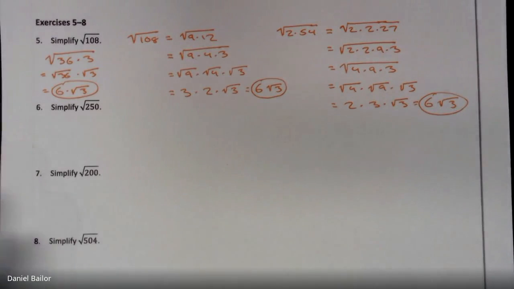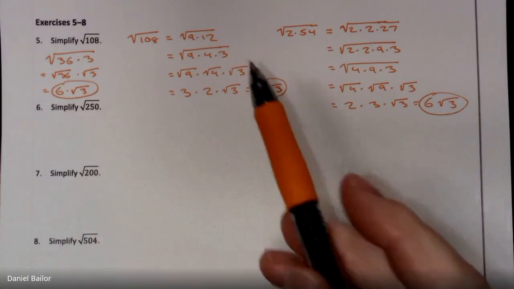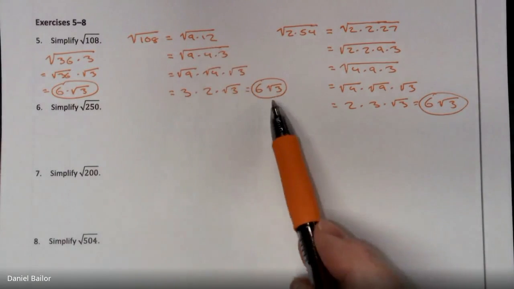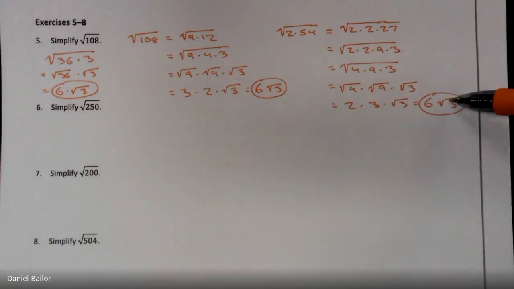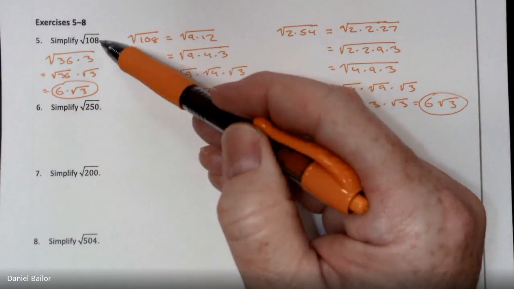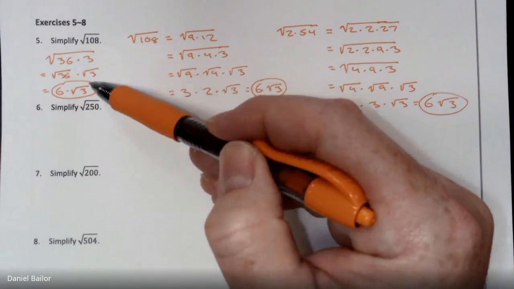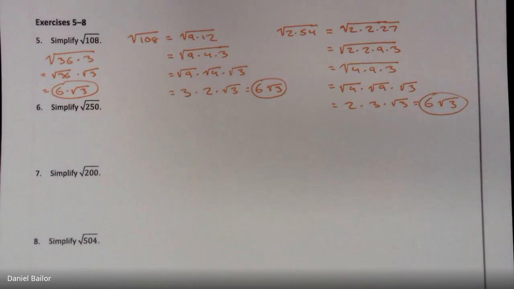So you can see that you can use whatever factors you want. Some people might have seen 9 times 12 and got it this way. Some people might have got 2 times 54 and got that. Some people, the fastest people, might have done 36 times 3 like that. But that's 3 different ways to do this. So it works out really well. So let's try another one.